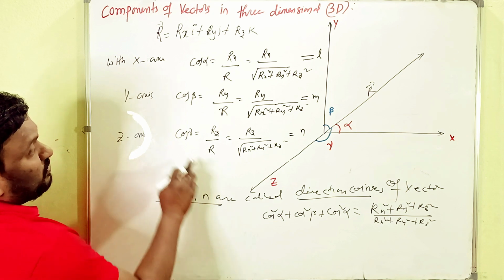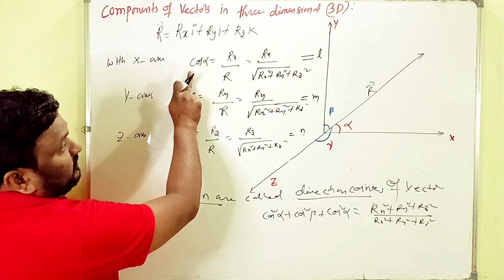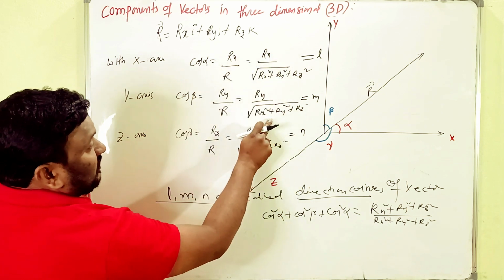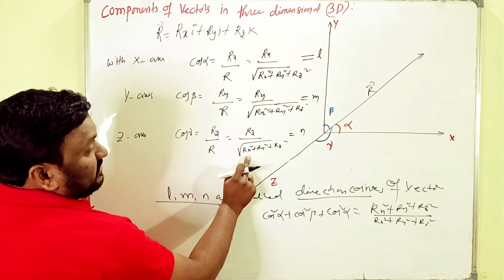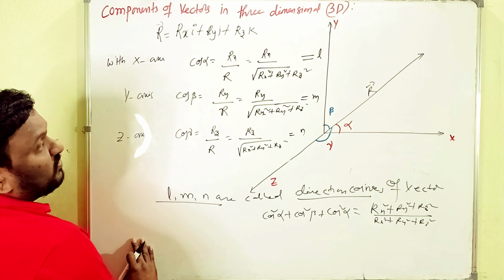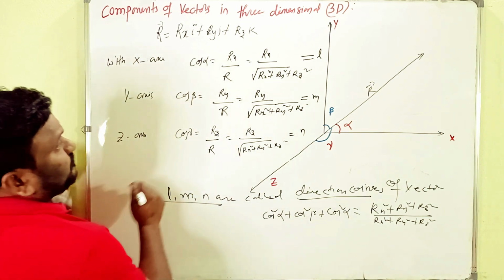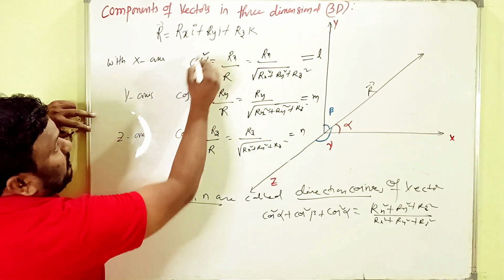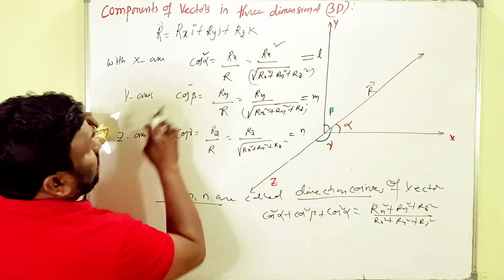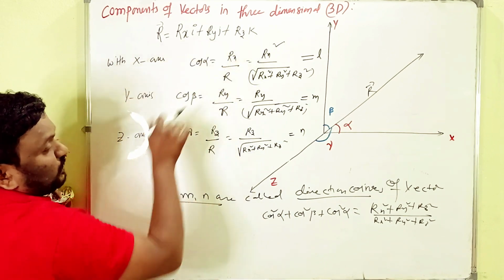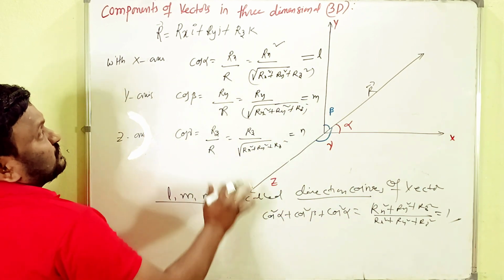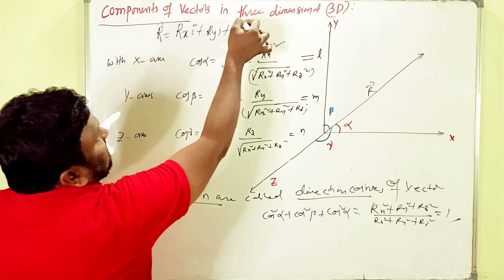Why? Because cos square alpha is Rx square by this value, cos square beta is Ry square by this value, and cos square gamma is Rz square by this value. Then you get the same value. So finally, you can substitute all those values and you will get the value equal to 1. Clear, children? So this is about the components of vectors in three dimensions.